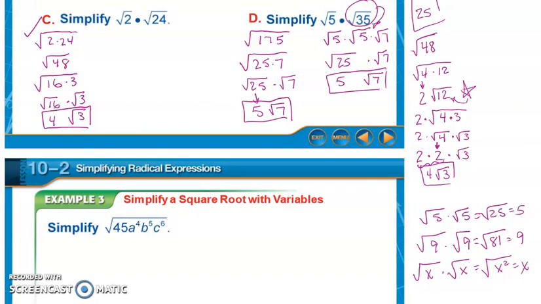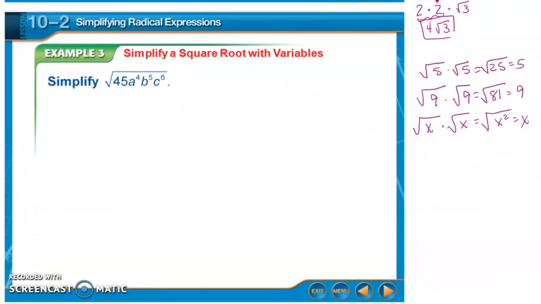So that brings us to these letters. If I have anything that has an exponent that's even, this works great for our perfect squares. Because if I'm doing the square root of a squared, remember the square root is if I can take something times itself and multiply it underneath the radical sign, and then I pull out 1, and that's the solution.